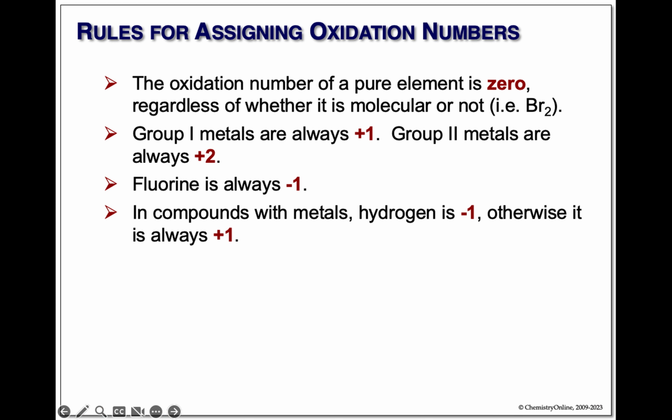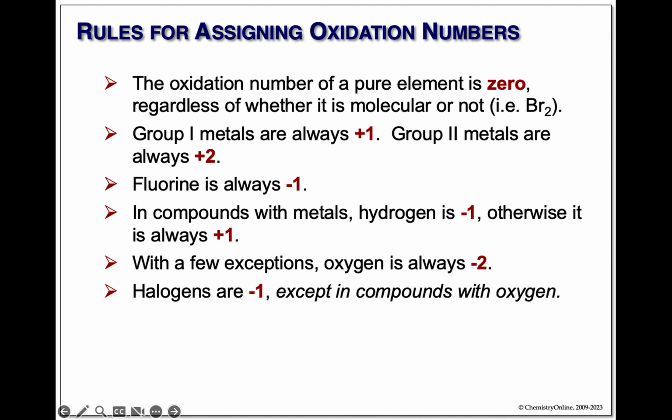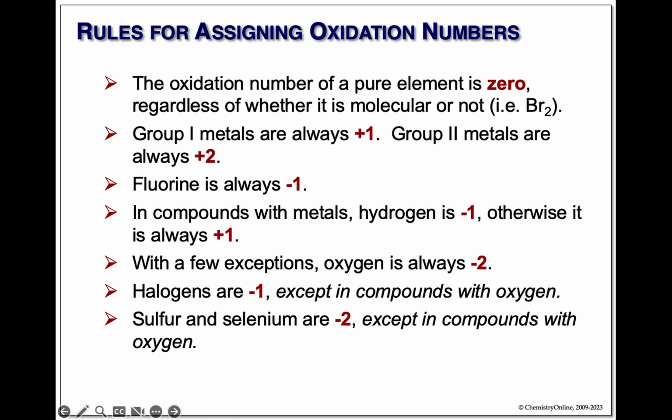Then it gets a little iffy. If hydrogen is bonded to a metal, it's -1. Generally, it's always +1. Oxygen is -2. We know that one from chapter 3. Halogens are -1 unless they're bonded to oxygen. Sulfur and selenium are -2.